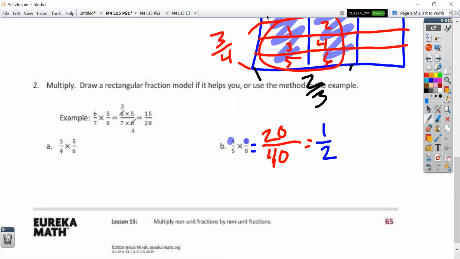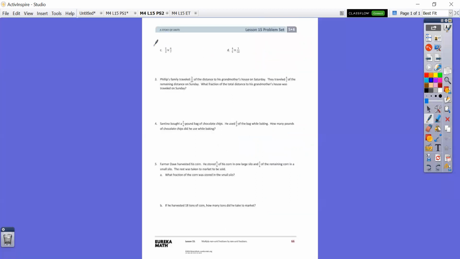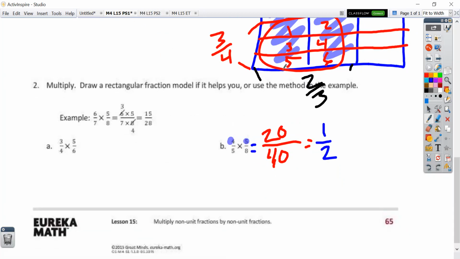All right, go ahead and try A, and then there's also, let me flip to the next page. There's also 2 on this page that I'd like you to try. All right, so go ahead and start that and unpause me.